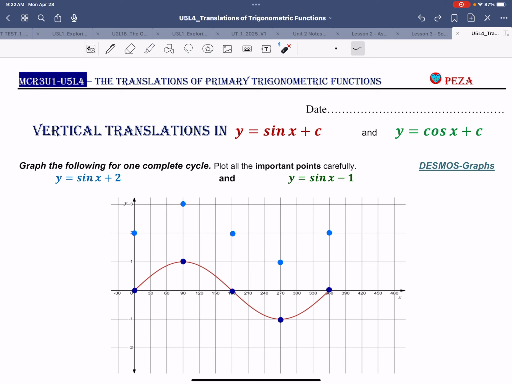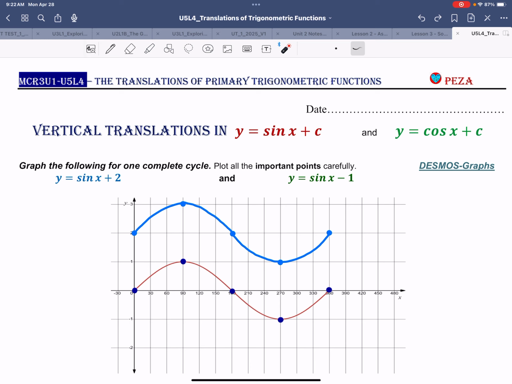Now that we have plotted the 5 important points for y equals sine x plus 2, we'll connect all the points with a smooth curve. Please be sure that you draw the graph curvy, okay, and not a straight line. Do not use a ruler to connect these points because this is not a linear relation, and we have discussed this already when we explored the graphs of basic trig functions.